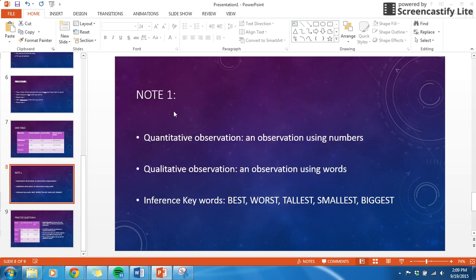So this is going to be our first note for the day. A quantitative observation is an observation using numbers. A qualitative observation is an observation using words. And our inference keywords. These words let me know that an inference is being made when you see the words best, worst, tallest, smallest, and biggest.